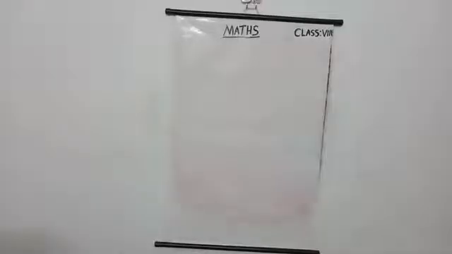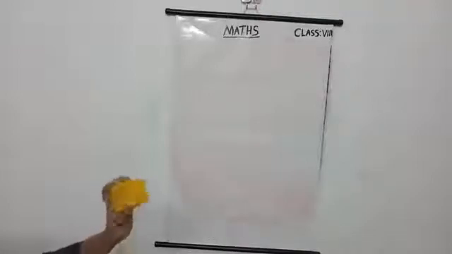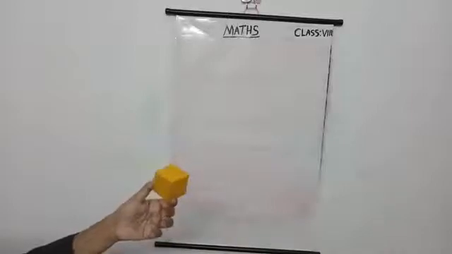Next, question number 5. Daniel is painting the walls and ceiling of a cuboidal hall with length, breadth and height of 15 meter, 10 meter and 7 meter respectively. From each can of paint, 100 meter square of area is painted. How many cans of paint will she need to paint the room? So, Daniel is painting the walls and ceiling of a cuboidal hall. Cuboidal hall means this shape.